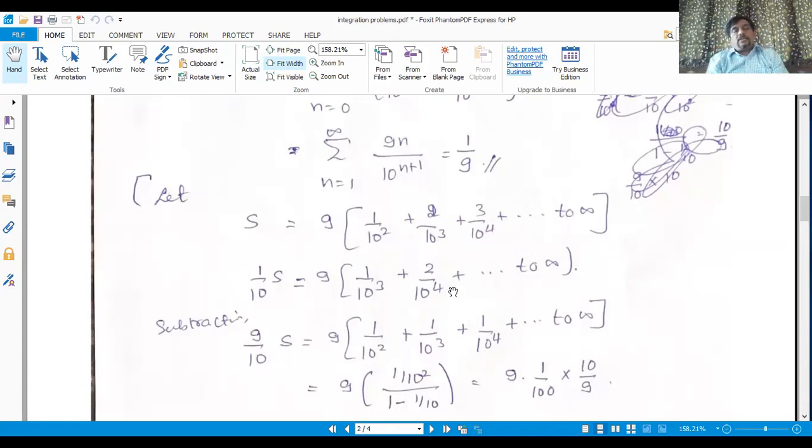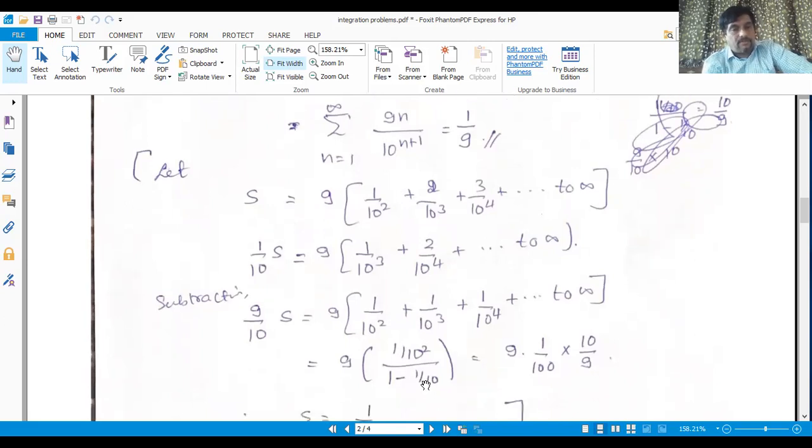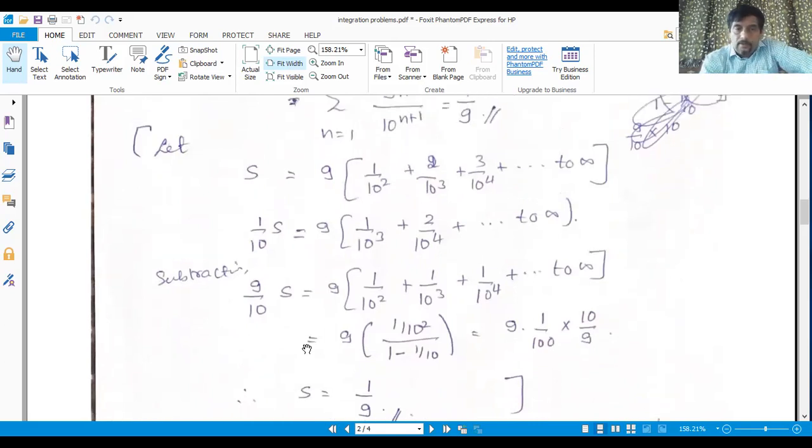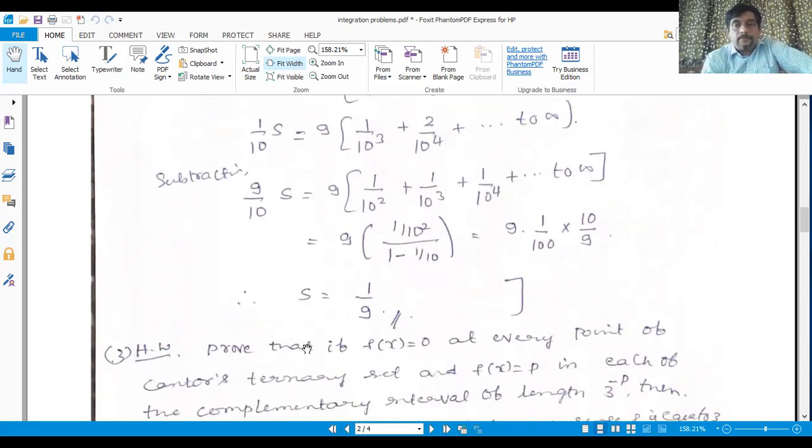You know that the sum of an infinite geometric series is a by 1 minus r. Here, a is 1 by 10 square. Here, the ratio is equal to 1 by 10. Then 1 by 10 squared divided by 1 minus r, that is 1 minus 1 by 10. If you simplify this, you get 9 into 1 by 100 into 10 by 9. If you rearrange this, you get s is equal to 1 by 9. Is there any doubt?